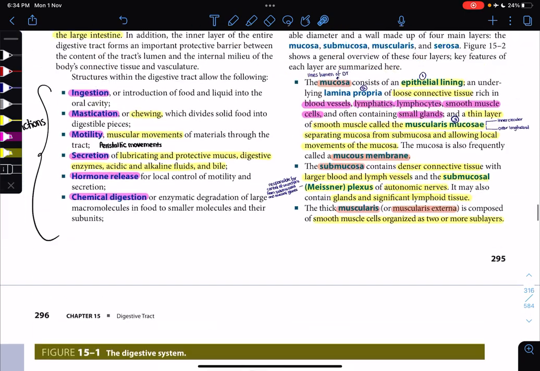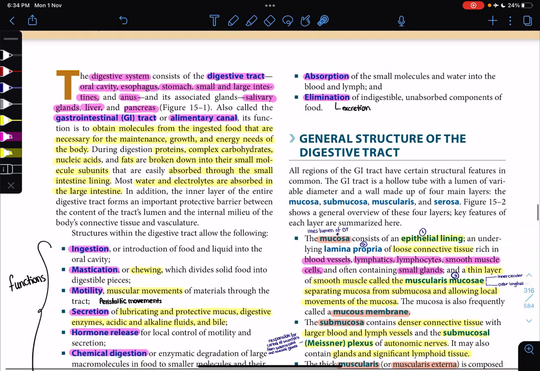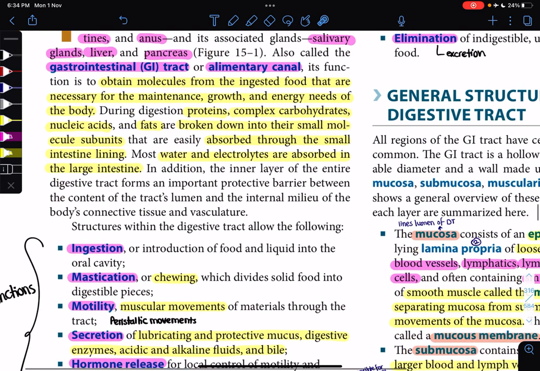Okay, so في كتير functions لل GI tract. We're going to discuss them now, starting with the main function, which is to obtain molecules from the ingested food that are necessary for the maintenance, the growth, and the energy needs of the body. During the digestion, ونعرف احنا انه the proteins, the complex carbohydrates, the nucleic acids and fats are broken down into monomers, into their small molecule subunits, so they can be easily absorbed through the small intestine. وبنعرف كمان انه most water and electrolytes are absorbed in the large intestine.